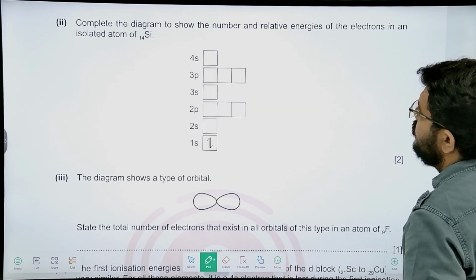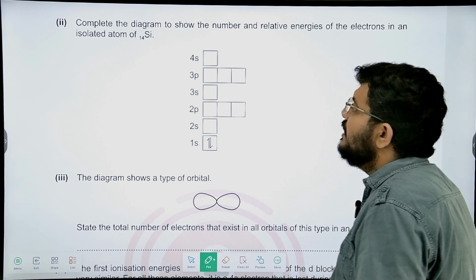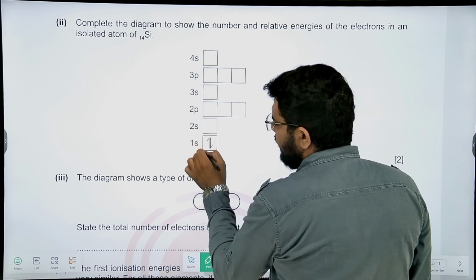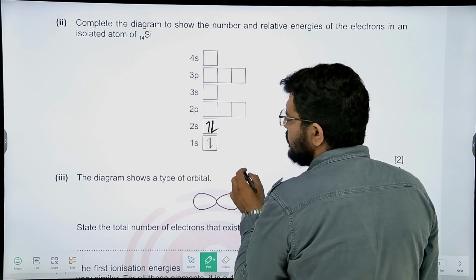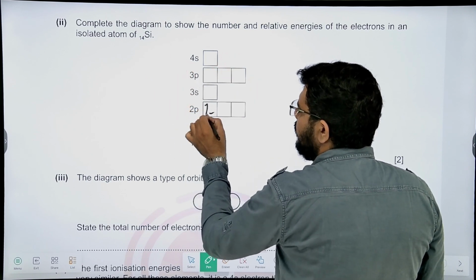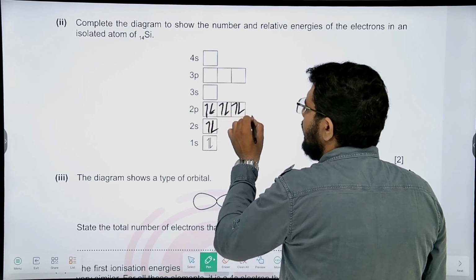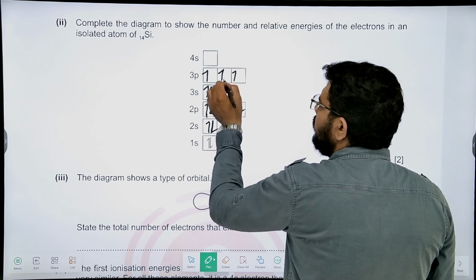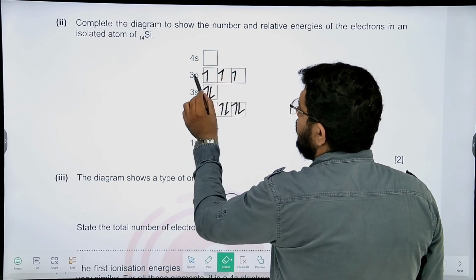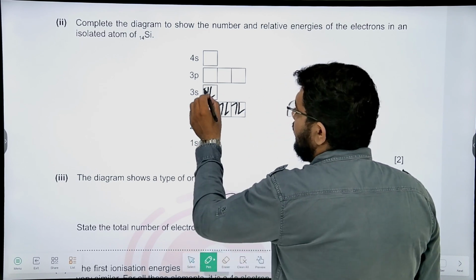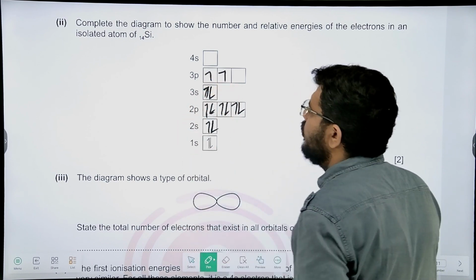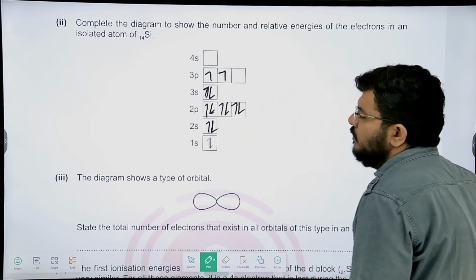Then complete the diagram to show the relative energies of the electrons in an isolated atom of 14 silicon. So you are going to accommodate 14 electrons over here. So 1, 2 already given, 3 and 4. We show opposite spin. Then 5, 6, and so on. But we just have 14, so they have given some extra subshells. If you don't stop counting, you will get an incorrect answer. So this is 2 to 4, 4 plus 6 is 10, 10 plus 2 is 12, and just 2 more, so 14. This is the configuration of silicon.